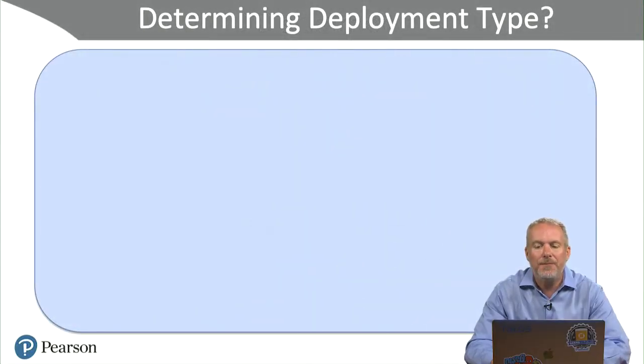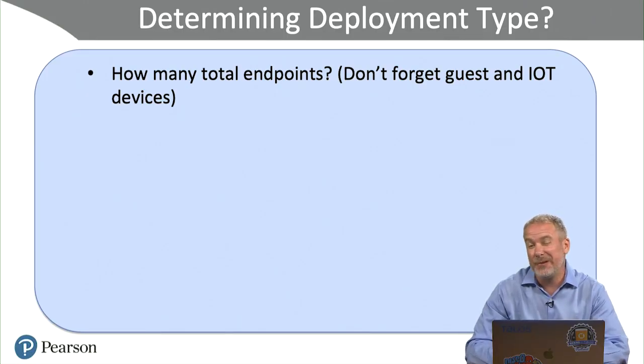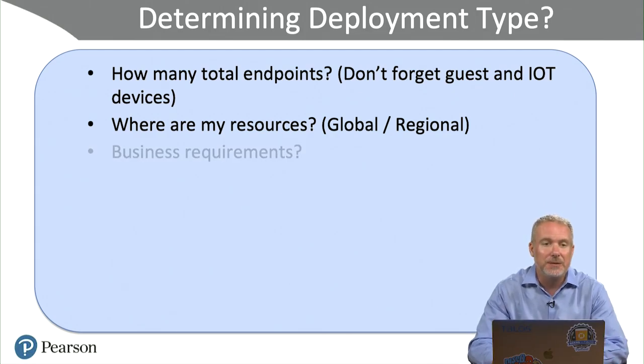So how do I figure out what type of deployment I'm going to have? There's a number of different things that make up a deployment. How many endpoints do I have? A lot of people seem to think this is just endpoints connected to their workstations, right? They kind of forget about phones. They forget about other IoT devices like printers, cameras, HVAC systems. So make sure that you keep in mind every type of endpoint that might be connecting to the network. Where are my resources at? Are they global resources? Are they regional resources? Keep all this in mind when you're designing your system.